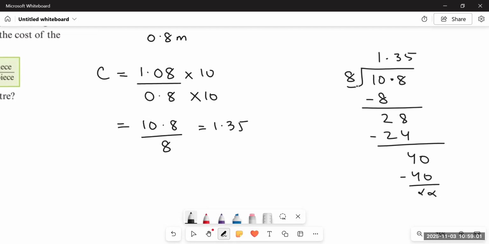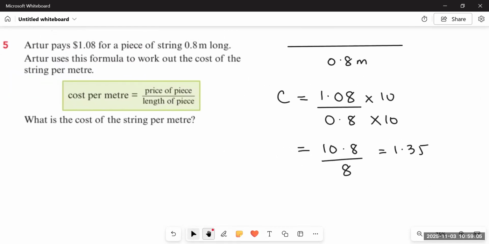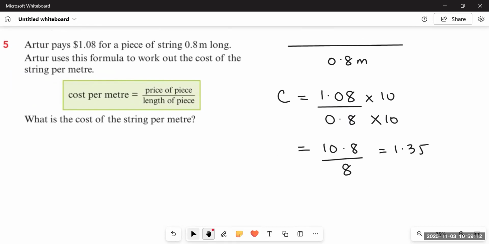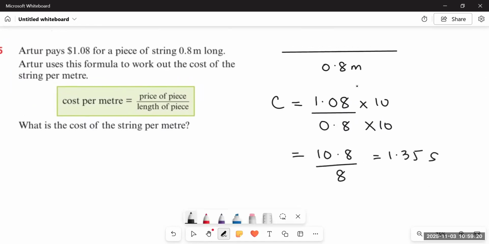Okay. It means that if 0.8 meters length of piece of string costs $1.08, then the cost of 1 meter would be $1.35. Okay, students, this is how we are supposed to do it.